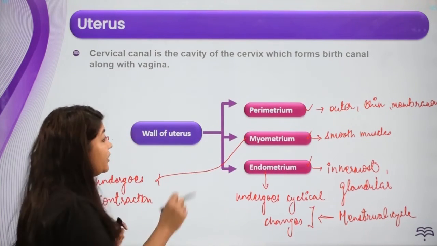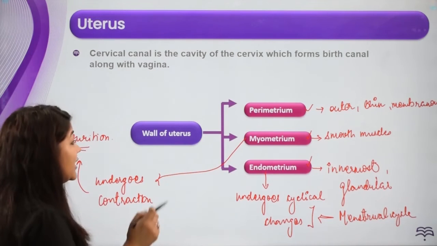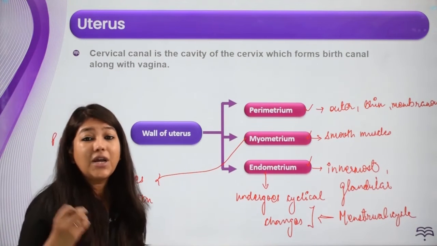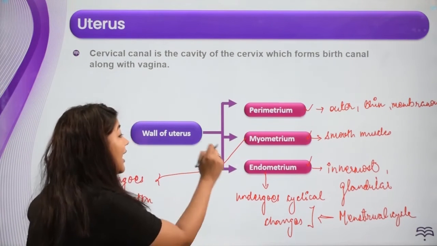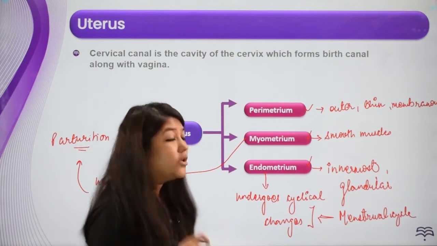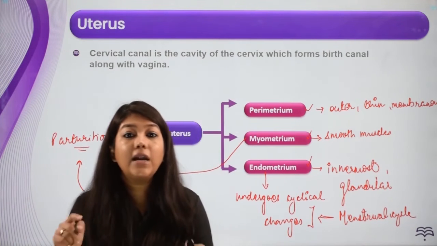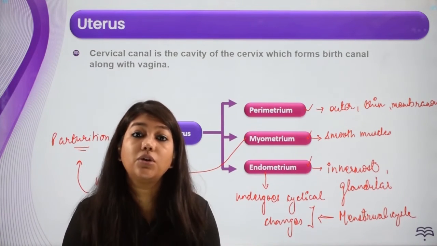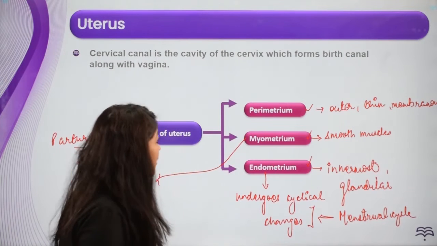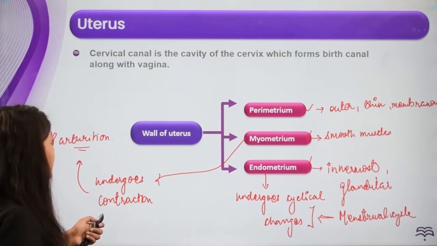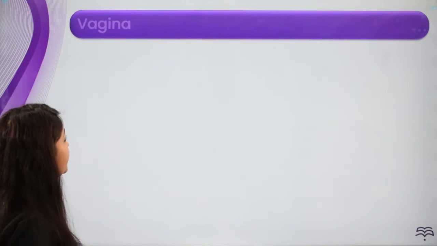All right, so please remember perimetrium, outer one, it is thin membranous. Then we have myometrium, which is made up of smooth muscles. These undergo contraction at the time of parturition. And then endometrium being the innermost, it is glandular and it undergoes cyclical changes during the menstrual cycle. Okay, so the wall of the uterus, this part is very, very important.